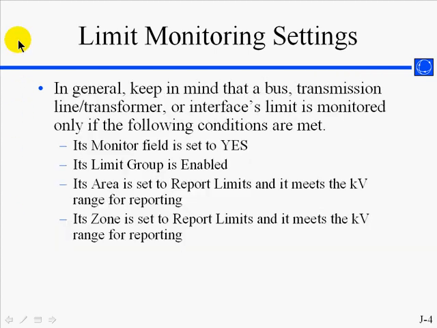Remember that a power system element, such as a bus, transmission line, transformer, or interface, will be monitored if everything that it belongs to is set to monitor. Basically, its own monitor field, the group that it's in is enabled, and the area and the zone that it belongs to is enabled and meets the kV range.